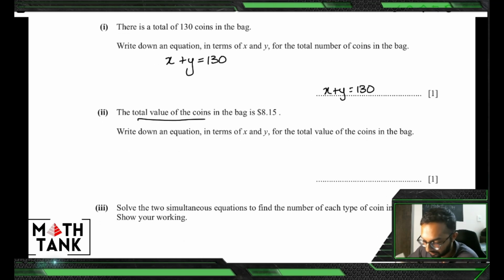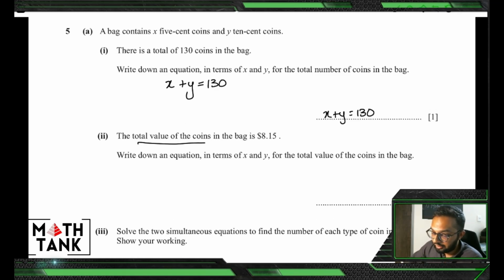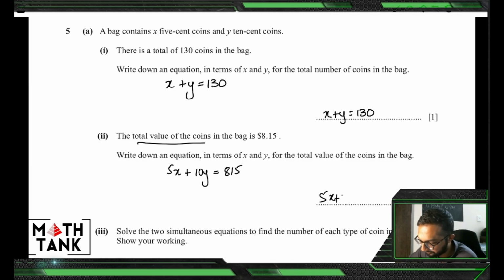So it's the total value. The total value of the coins is 8.15. Write down an equation in terms of x and y for the total value of the coins in the bag. If you're doing this in cents, writing 5x plus 10y, you should write 8.15 also in cents, that's 815. That's one way of doing it. Or you could do 0.05x plus 0.1y, which means I'm converting both 5 cents and 10 cents into dollars. So that's the other equation.